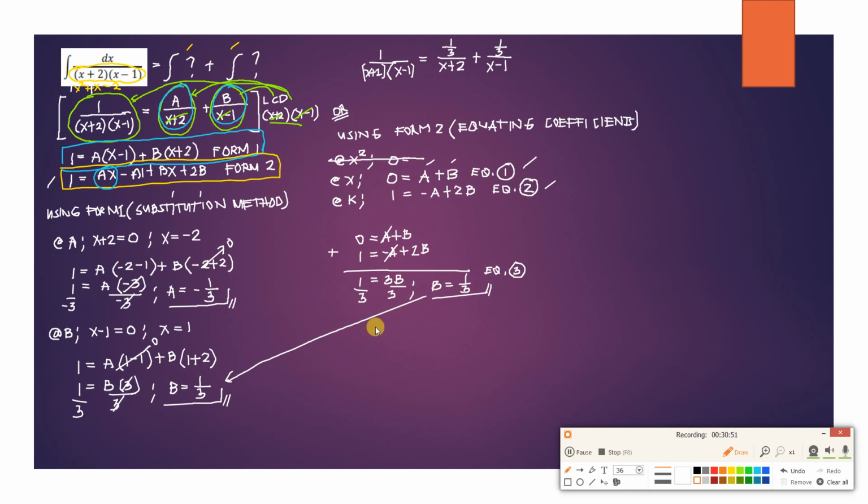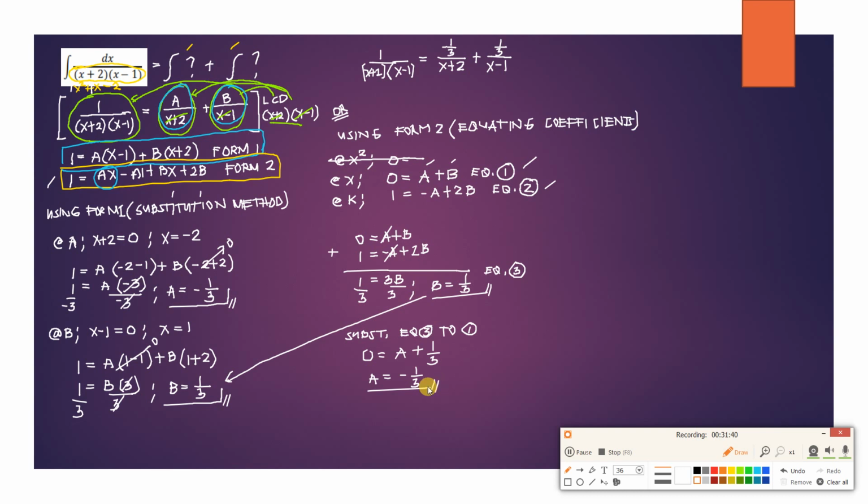Okay, we can substitute equation 3. Pwede kayong mamili kung kay equation 1 ba or kay equation 2. So, dahil mas mukhang mas simple sa equation 1, kay equation 1 na lang. So, pwedeng kahit kay 2 ha. So, 0 equals A, yun yung hinahanap pa na isa, plus B. Si B, pwede ko nang palitan ng 1/3. So, transposing 1/3 to the other side, from positive, lilipat ko sa kabila, magiging negative. So, A is equals to negative 1/3.